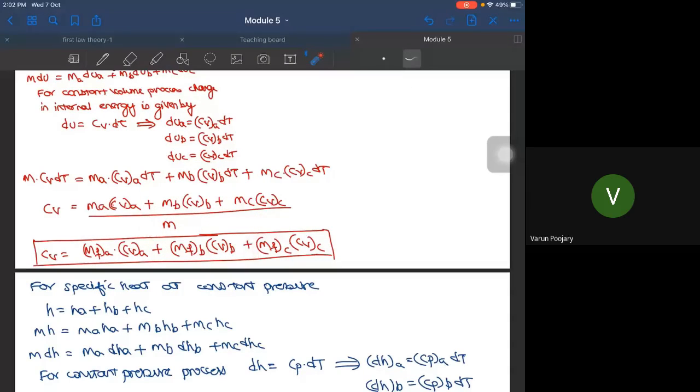So the final expression being Cv is equal to mf of A into Cv of A plus mf of B into Cv of B plus mf of C into Cv of C. That is your final expression. And remember, this is for the constant volume.